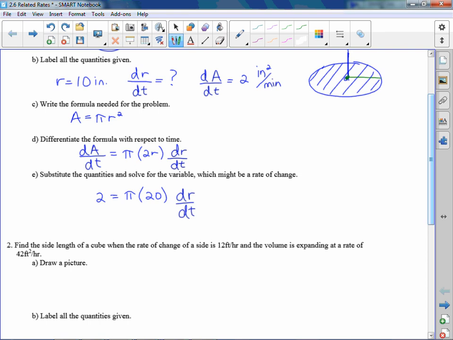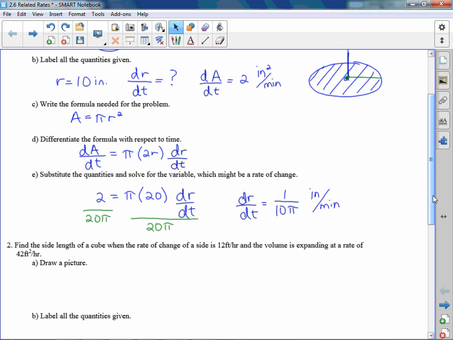All right, now I would want to divide both sides by the 20 pi to get rid of it. So that means our answer for dr/dt is going to be equal to 2 over 20, which reduces to 1 over 10, so 1 over 10 pi. And my units: this is radius, so it's just going to be inches per minute, since time is on the bottom and our time is minutes. And I got a positive number, which is good, because I expected the radius to be increasing.